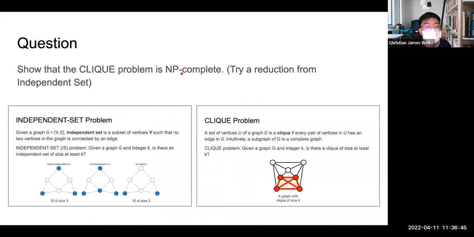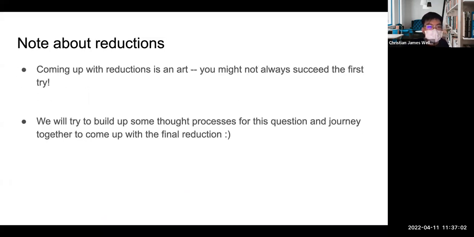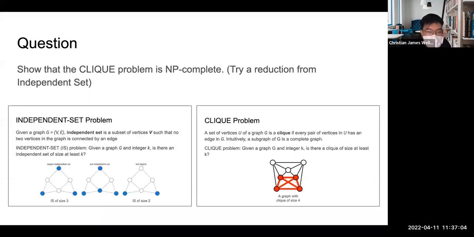And we want to show that the CLIQUE problem is NP-complete. The hint I put here is to try a reduction from independent set. Otherwise, why did we introduce it? So is the problem statement clear? I hope the problem statement is clear. I'll just go on. It might take some time.